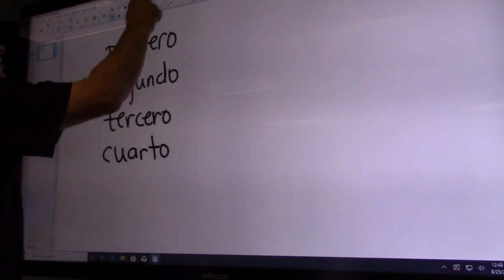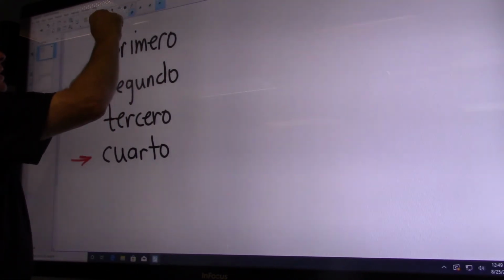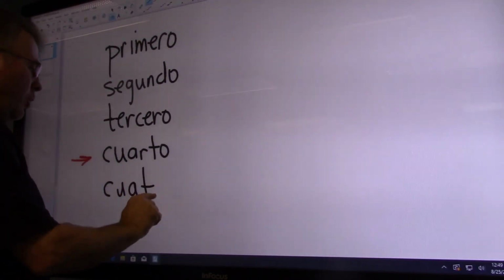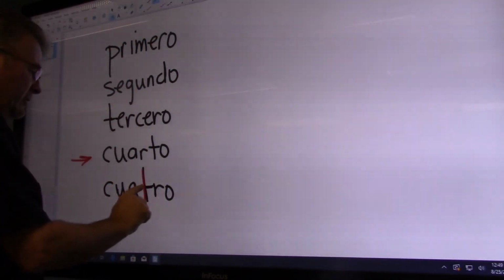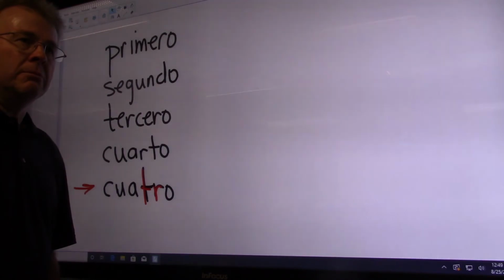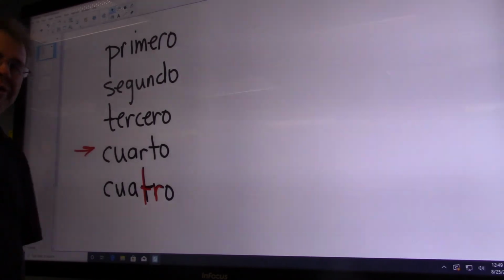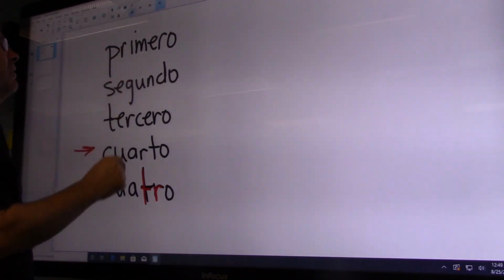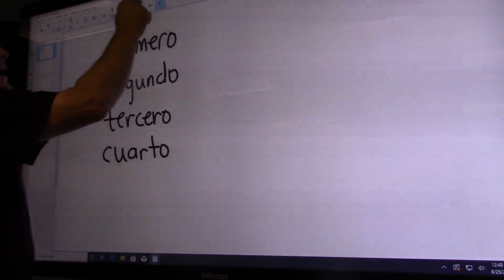Cuarto. This is where it gets a little tricky. Look at that word cuarto. What is the difference between the word cuarto and the word cuatro? All I've done is just change the T and the R around. The word cuatro is the cardinal number 4. Cuarto is the ordinal number 4th. You see? So that's the difference. Just the T and the R are switched. Be careful. The word cuatro means 4. Cuarto means 4th.